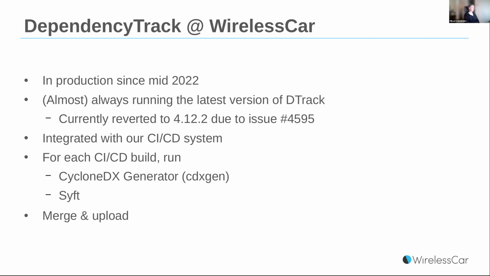Now, how we use Dependency-Track is of course the main topic. It's been in production since roughly mid 2022, so almost 3 years soon. We try to always run the latest version, although we currently had to revert to 4.12.2 due to issue number 4595, which I think was related to creating projects with tags, a null pointer exception. I don't remember exactly, but you can look up the number of that issue.